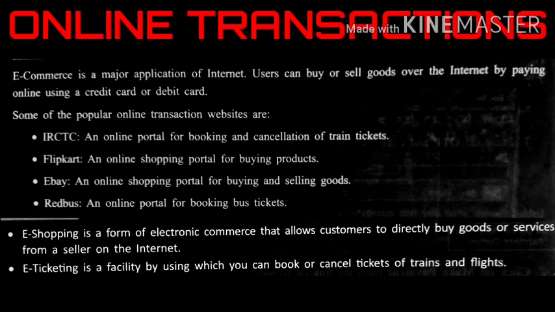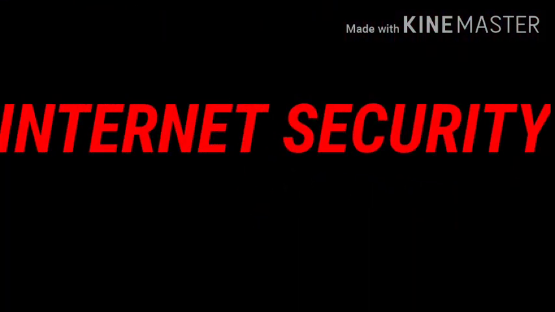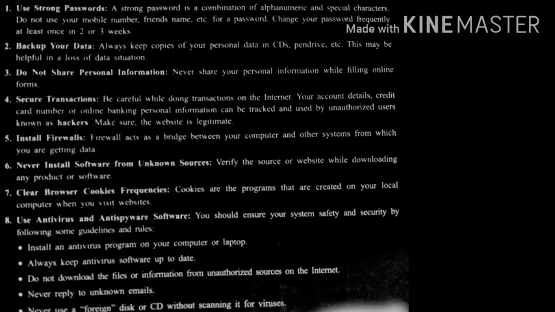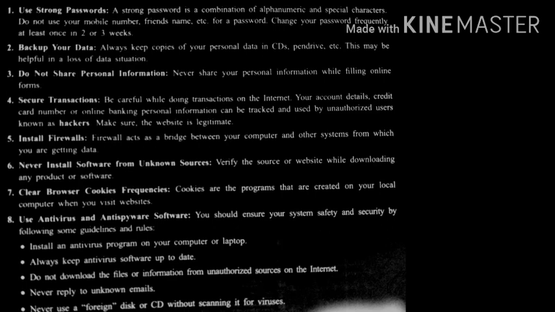E-shopping is a form of electronic commerce that allows customers to directly buy goods or services from a seller on the internet. And e-ticketing is a facility to buy or cancel tickets of trains and flights. While we are using the internet, security is one of the major concerns nowadays. It involves network security and browser security.